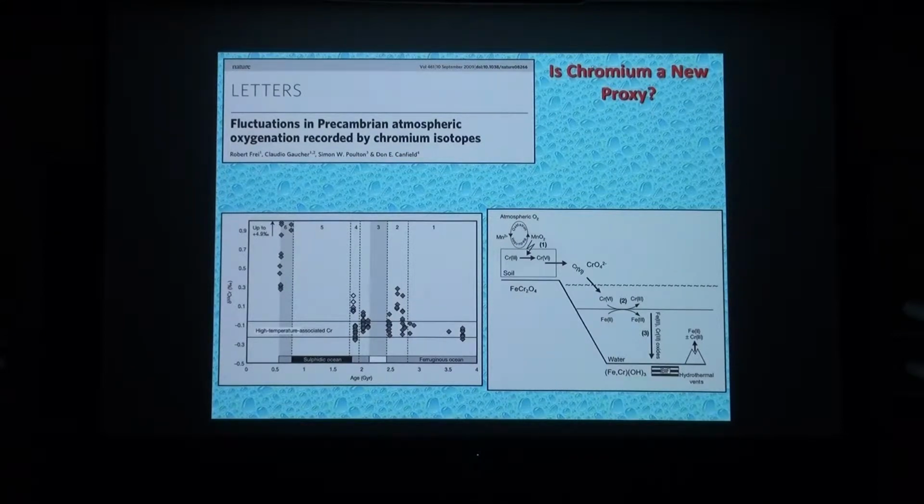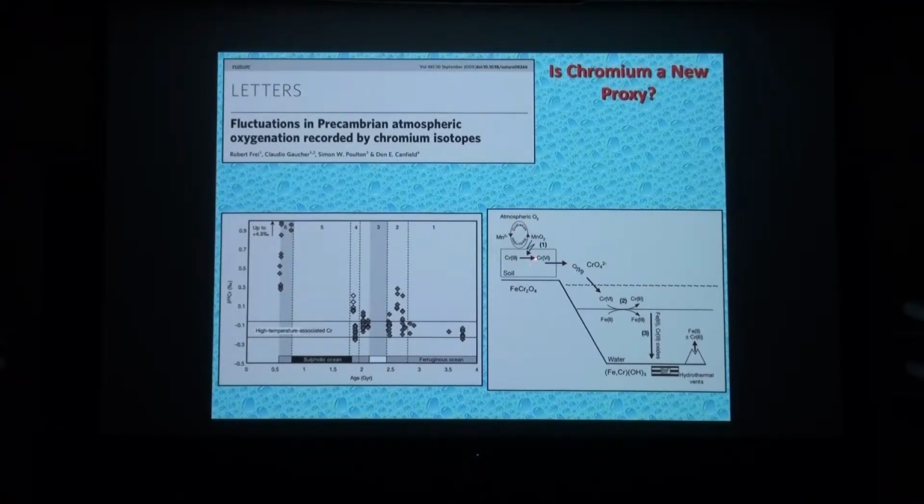You start off with chromium-3 in something like chromite. It's insoluble, right? So chromite's pretty insoluble. You don't get chromium to the depositional basin of the BIF unless you can mobilize it. The argument is that it gets mobilized as chromium-6 chromate, which is soluble.